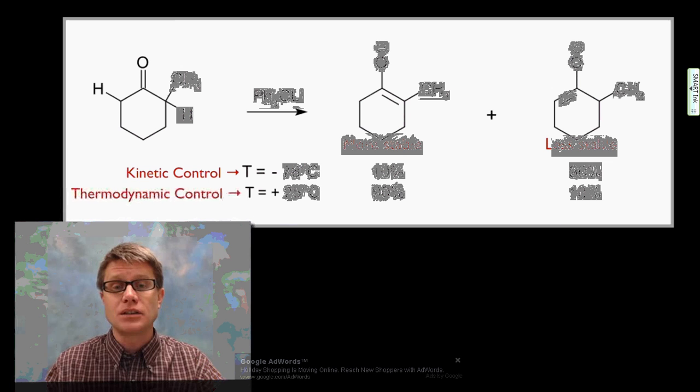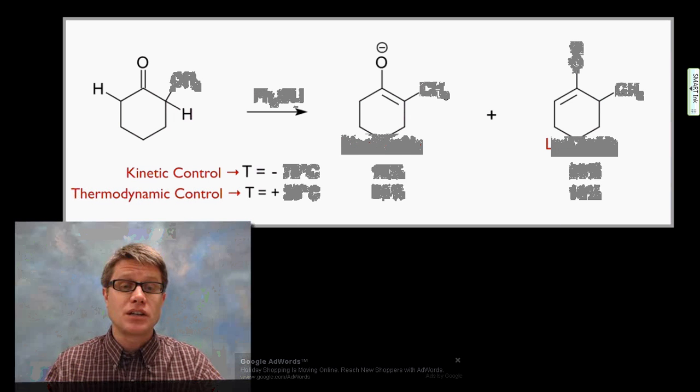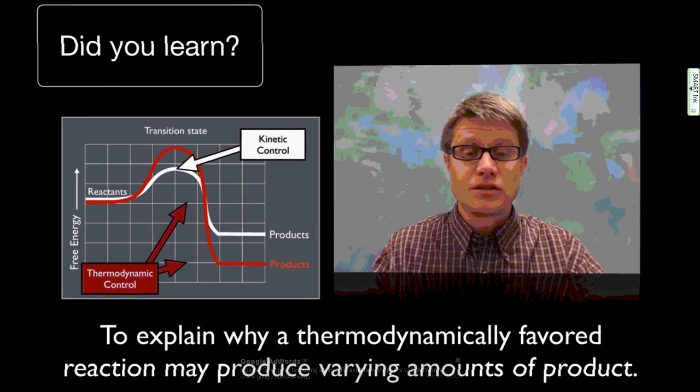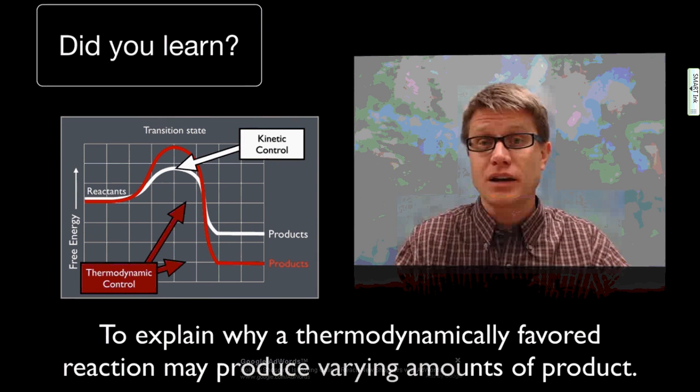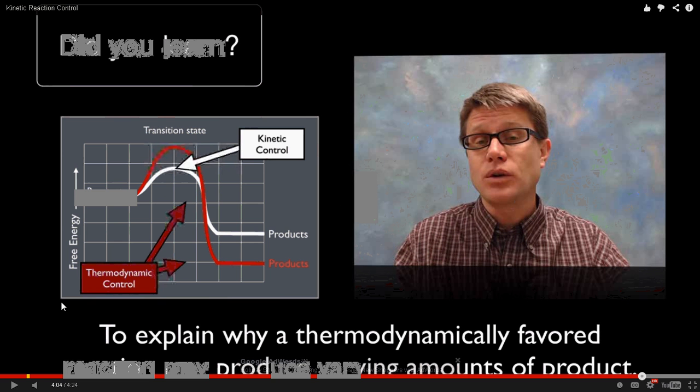We didn't have the money to take that path. But if we do, it's more advantageous to take the thermodynamic path. And so again, can you explain why a thermodynamically favored reaction may produce varying amounts of products? It's at the very bottom. I'll read it off if you can't see it.